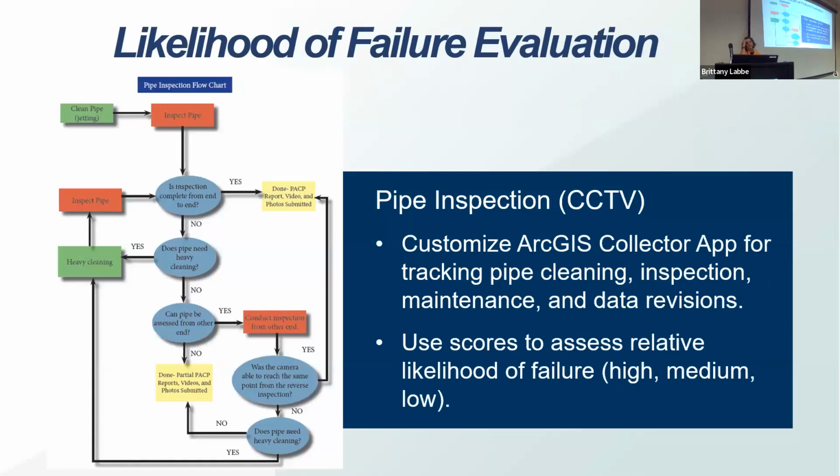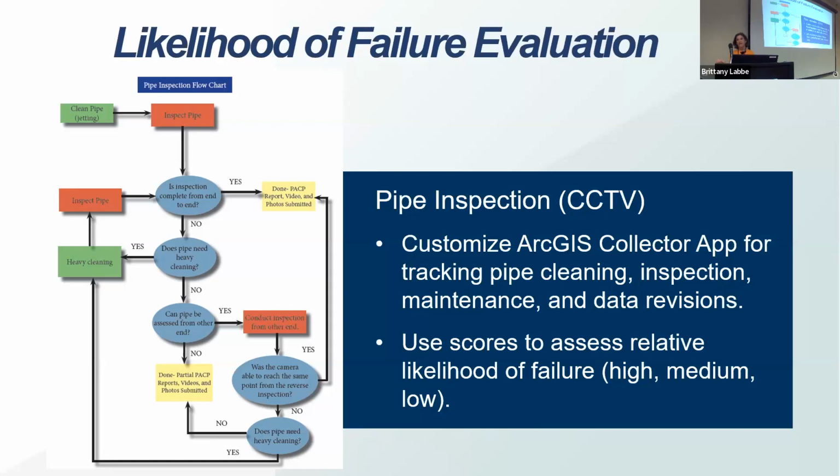So for the likelihood of failure evaluation, first of all, a custom tool was customized using just the basic ARC collector tool to track the pipe cleaning, the inspection, maintenance, and also, this was really important, GIS data revisions, because when you're doing a condition or pipe inspection program, you'll find that when you're cleaning or inspecting pipes, there are pipes out there that aren't in GIS.